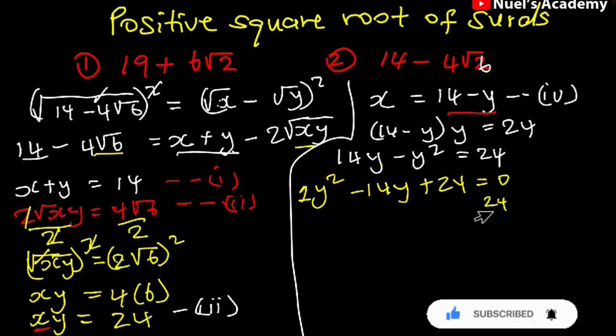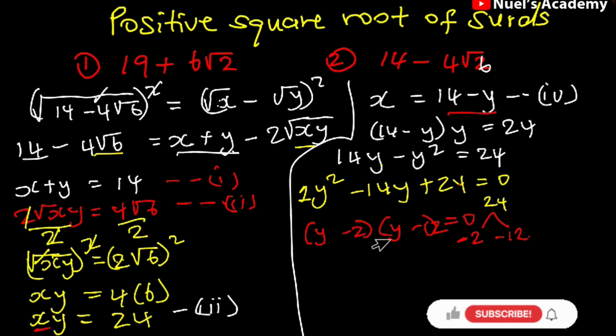We now find two numbers so that when we multiply them we get 24, and when we add them we get negative 14. Those two numbers are negative 2 and negative 12, because negative 2 times negative 12 is positive 24, and minus 2 minus 12 is minus 14. Just like we did before, we open these two brackets, equate to 0, write y here, write y here, then negative 2 here and negative 12 here. We equate each of these to 0. We have y minus 2 is equal to 0, or y minus 12 is equal to 0.